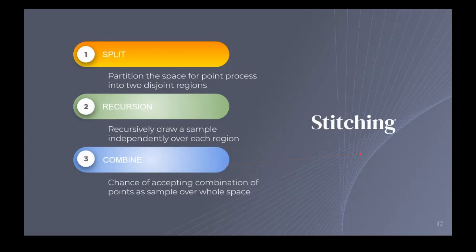But here is what stitching does. The first thing that we're going to do is we're going to split the state space. We're going to partition the space for point processes into two disjoint regions. Then we're going to use recursion on each of the regions in order to independently draw a sample. And then finally, we're going to try and combine those two samples on the different regions back into a sample that covers the whole space.